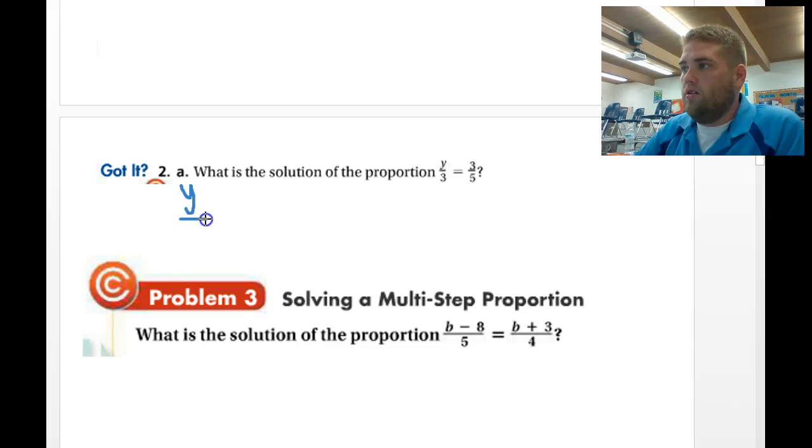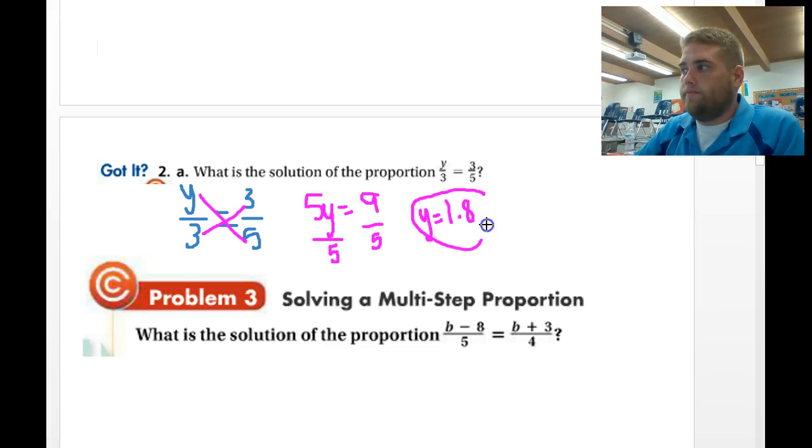Just like on problem 2, same thing. We've got y equals 3 divided by 3 over 5. I'm going to multiply here, so y times 5 gives me 5y equals 3 times 3, which is 9. Divide by 5, divide by 5, so y equals 1.8. Once again, multiply straight across, set them equal. It doesn't matter which ones you multiply first either. We're going to get that question a lot. It does not matter. You just have to multiply.